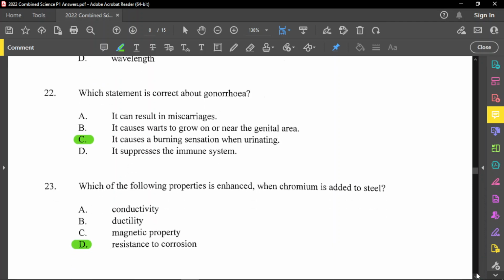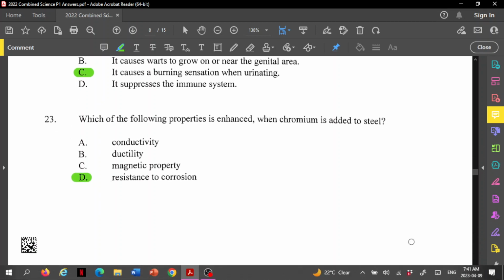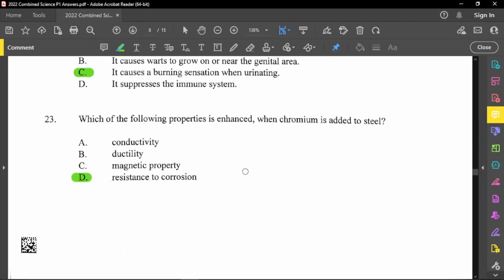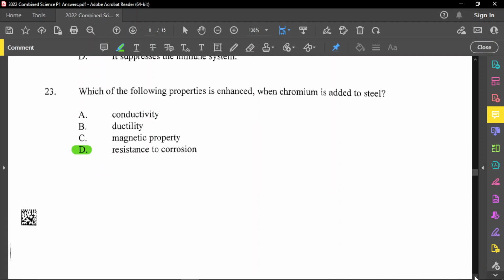All right, question number 23. It said, which of the following properties is enhanced when chromium is added to steel? And chromium is what we use to coat steel to make it really shiny. And so the main thing it will do here is really to resist corrosion, which means preventing the steel from reacting with oxygen and water to cause rust. All right, so option D is the correct answer there.